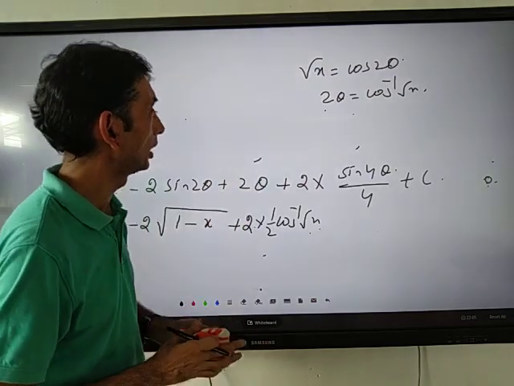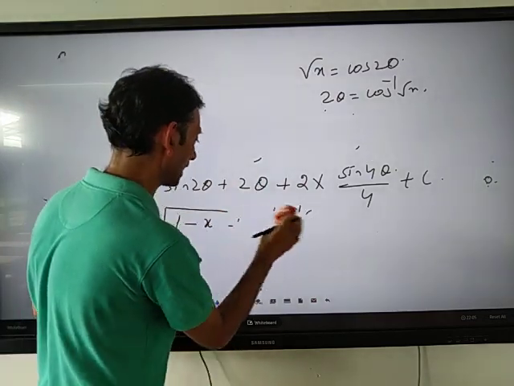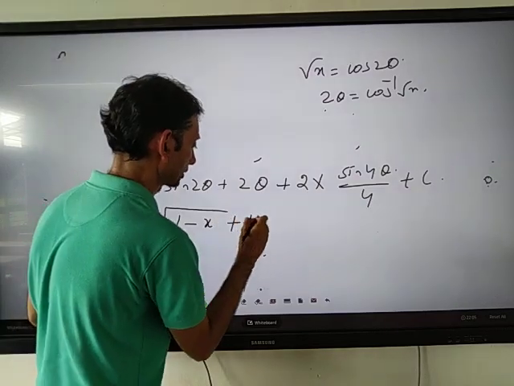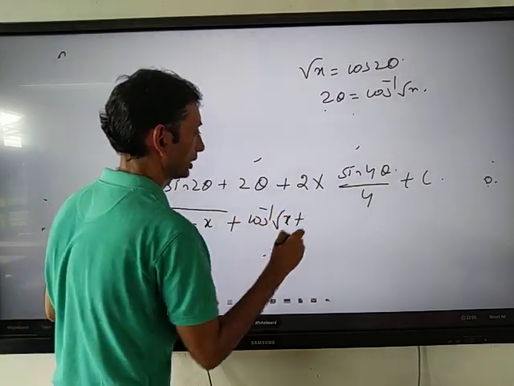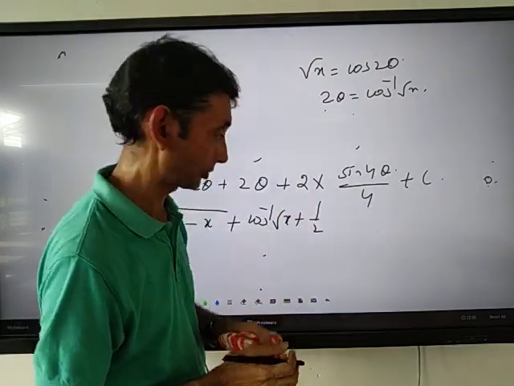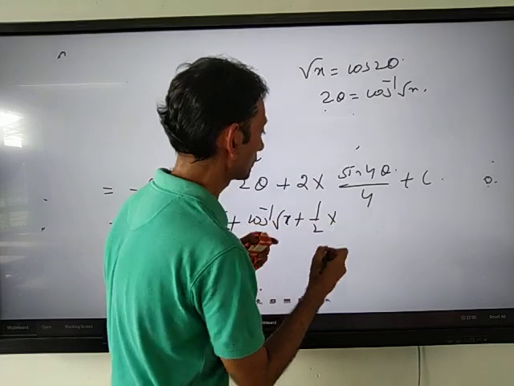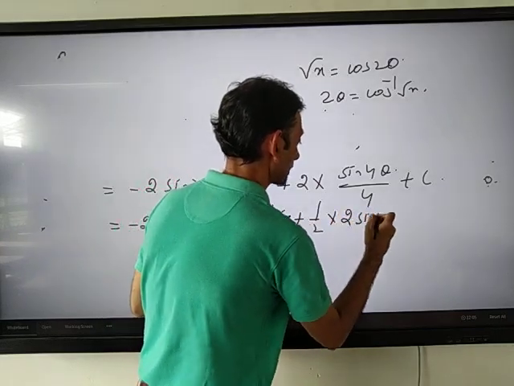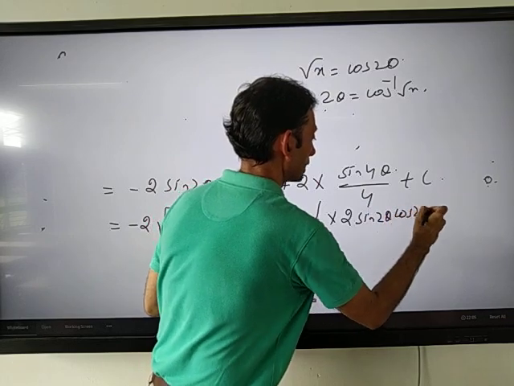2 theta is cos inverse root x. Okay, instead of this, you can just directly write: 2 theta is cos inverse root x. Fine. Plus, this is half, and sine inverse 4 theta. So how to write sine inverse 4 theta? Sine 4 theta you can just write as 2 sine 2 theta cos 2 theta plus c.